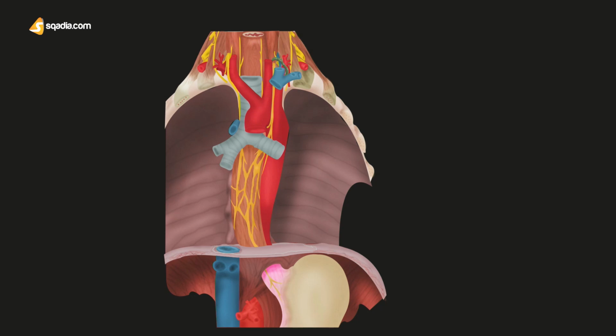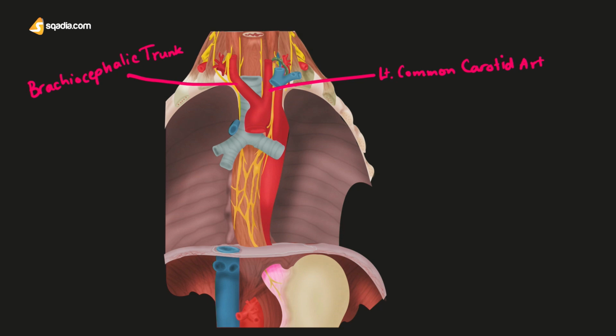Okay, so let's talk about the arteries that pass through the superior aperture. There are 3 tributaries that come straight from the aortic arch. So here we have the aortic arch, and the first one over here, this is the brachiocephalic trunk. And next we have the left common carotid artery. And we have the left subclavian artery right here.